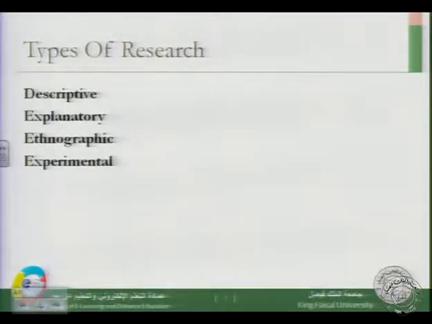Experimental, and this is widely used. What do we mean by experimental? We have an experiment. Let's say that I have a new technique to teach English.